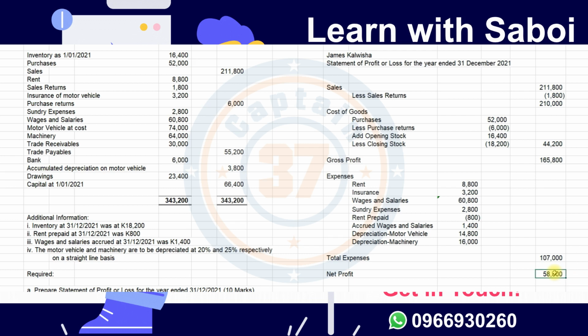And that's it. This is 10 marks right over here. This is what a student needed to have done to get the 10 marks that were allocated to attempting this particular question. In roughly 10 to 15 minutes, you can be done with this particular question, get your 10 marks, and move on to attempting other questions. So next, we're going to prepare the statement of financial position.